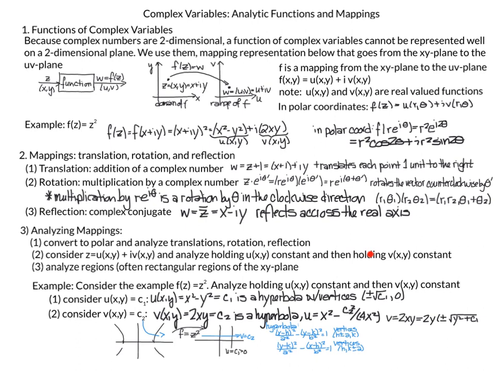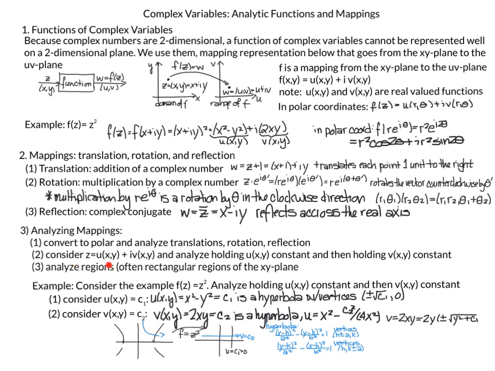That gives us sort of some indication, sort of like when we had vector calculus, we used to look at level curves. And the analogy is kind of appropriate because we did this in vector calculus because we had these multiple dimensions, which is exactly what we have now with functions of complex variables because we're going from 2 dimensions to 2 dimensions. Last, we often analyze regions, often rectangular regions in the xy plane to see what happens.